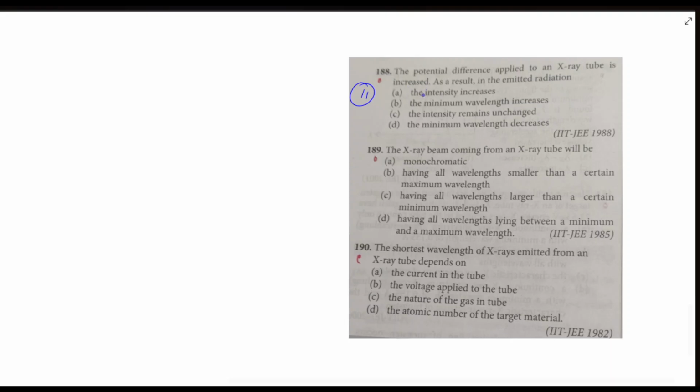This is our 11th question. The potential difference applied to the X-ray tube is increased. Of course, the minimum wavelength lambda will decrease, right? So the D option will be there.